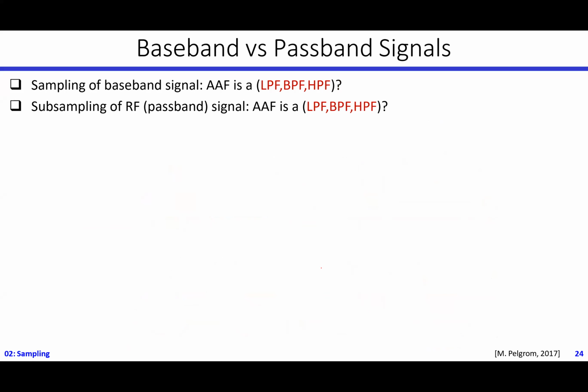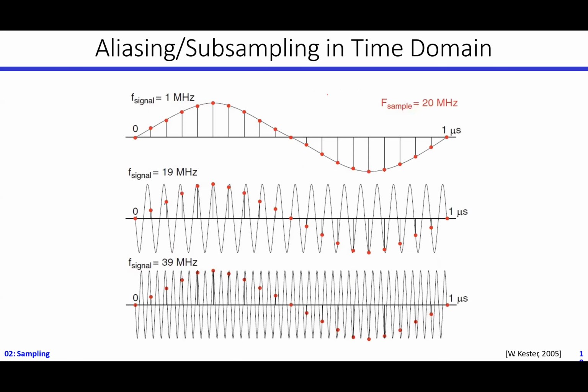Okay. So just to emphasize on this, if I want normal sampling of my baseband signal, what is my choice for the anti-aliasing filter? Low pass, band pass, or high pass filter? I'm going to select a low pass filter. Now, if I am doing subsampling of an RF passband signal, my anti-aliasing filter is going to be a band pass filter.